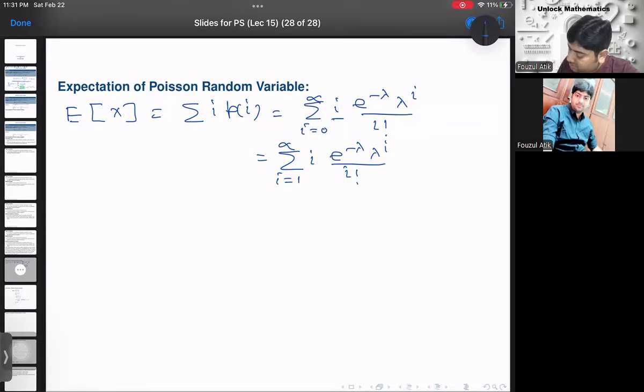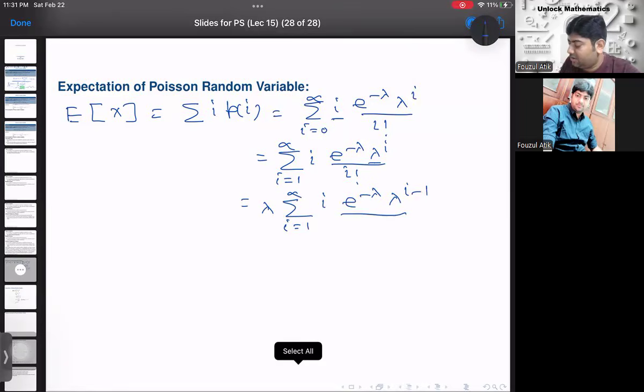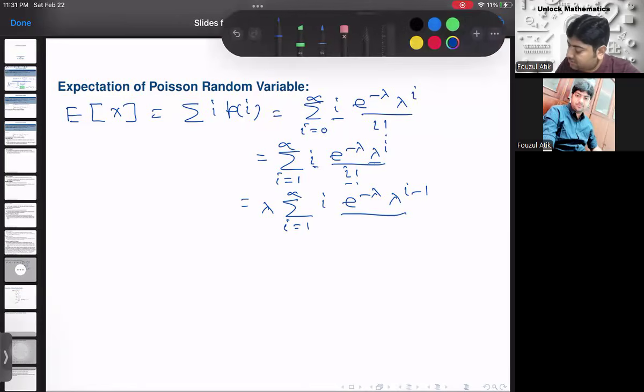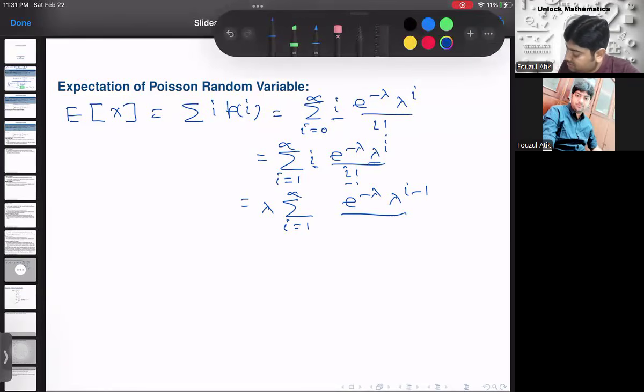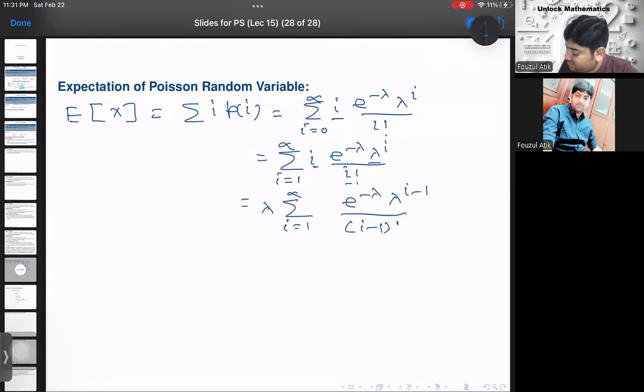Now what we can do is take one lambda common from this place and take it outside. So it is lambda into the summation of i equal to 1 to infinity of i into e power minus lambda, lambda power i minus 1, divided by i factorial. One more thing: this i and i factorial are both there, right? So both of them together give you what? This i will be cancelled and it will be adjusted in the denominator. It is basically i minus 1 factorial.